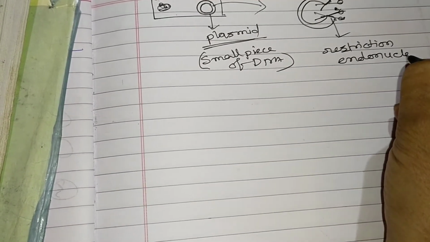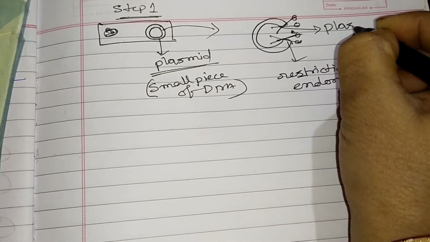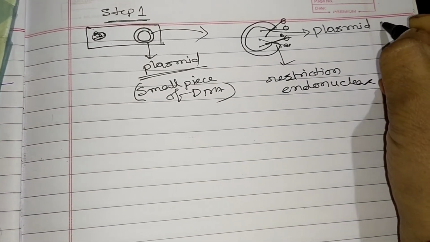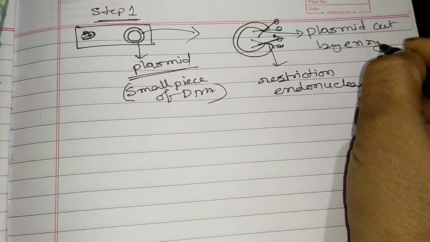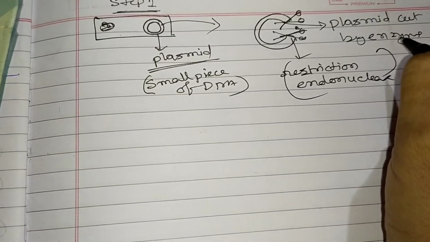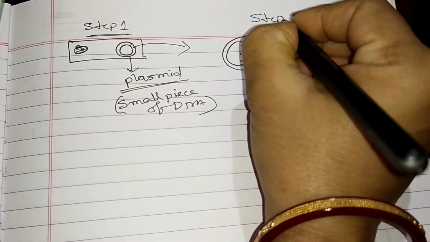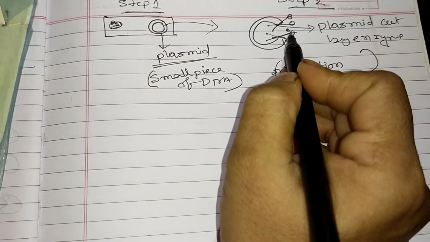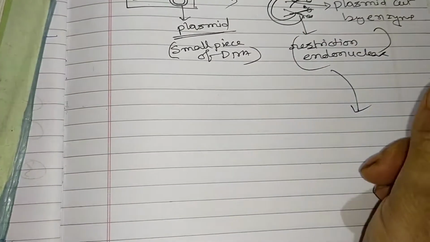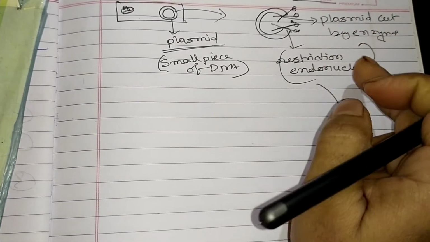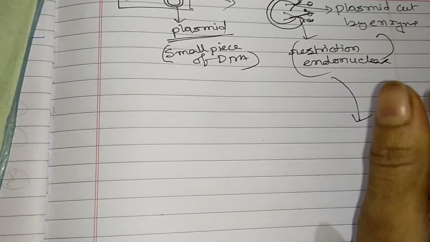This is one enzyme. So we can say this plasmid is cut by a particular enzyme, and the enzyme name is restriction endonuclease. So this is actually step 2. In the second step, we cut this plasmid at a particular point. Because this plasmid is working as a vector, the plasmid is cut by an enzyme called molecular scissor, that is restriction endonuclease or restriction enzyme.